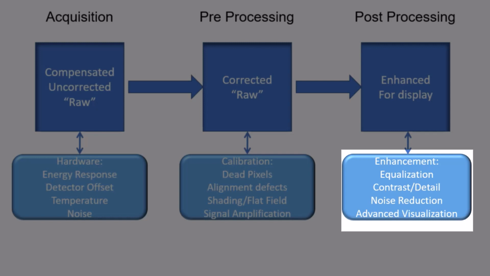Once the manufacturer has acquired the data, pre-processed the data, we then go into post-processing of the data where we actually do enhancement. We do equalization, we look at contrast and detail, we reduce noise, and we apply different advanced visualization techniques.